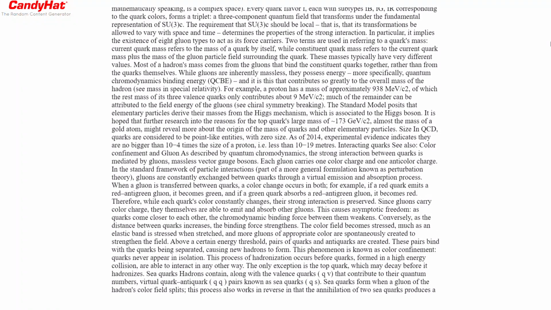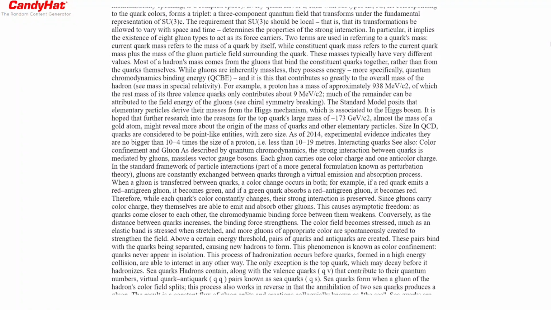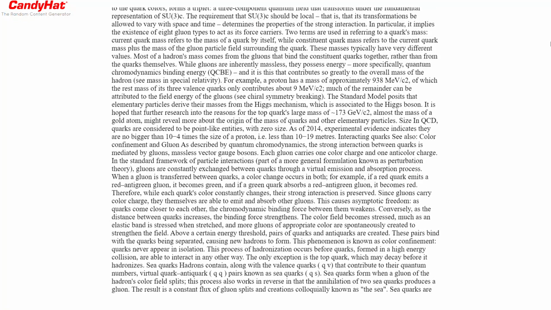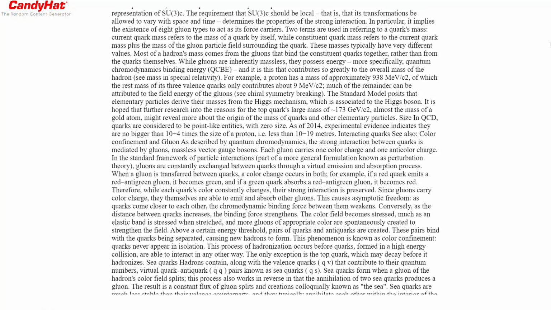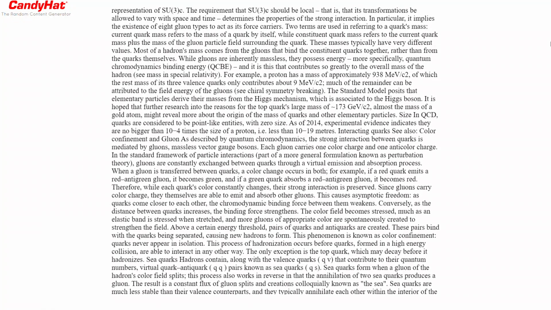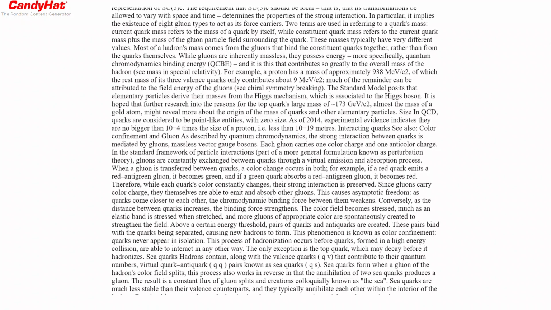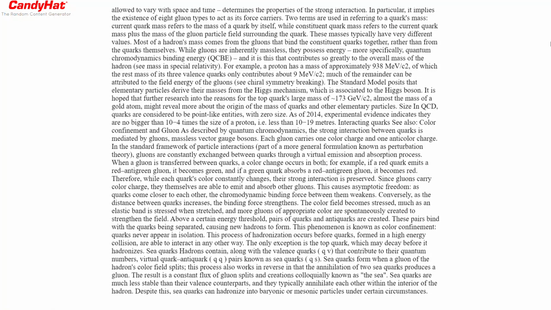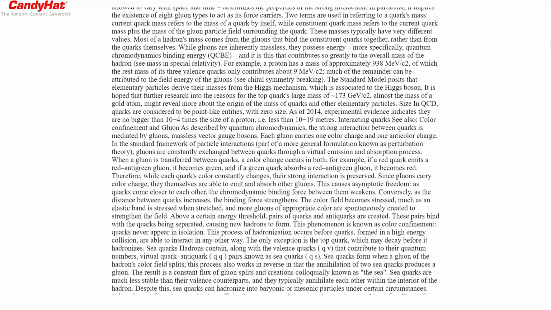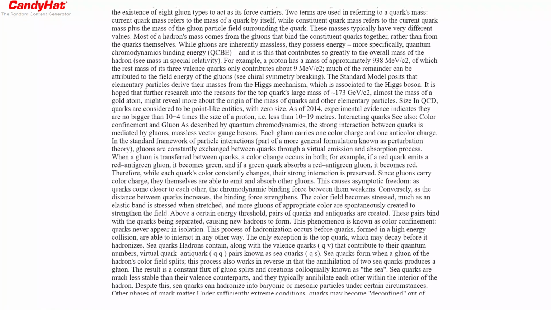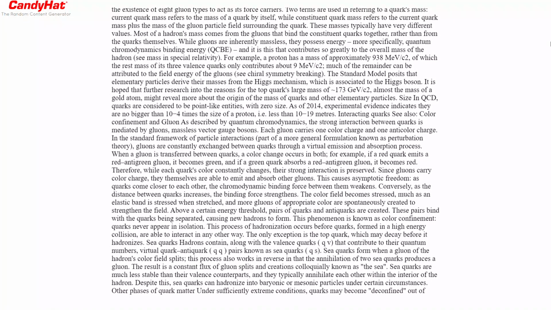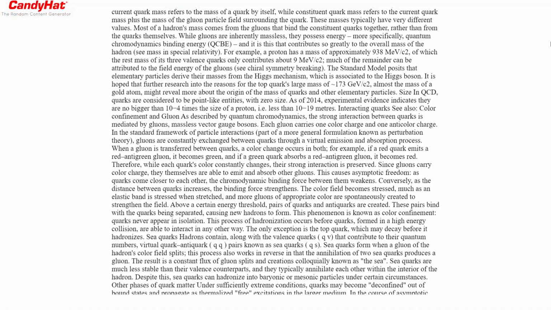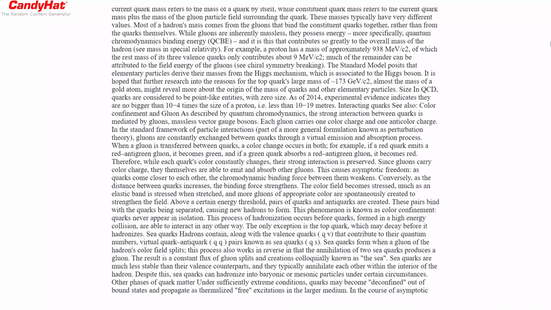Quarks never appear in isolation. This process of hadronization occurs before quarks, formed in a high-energy collision, are able to interact in any other way. The only exception is the top quark, which may decay before it hadronizes. See quarks. Hadrons contain, along with the valence quarks (qv) that contribute to their quantum numbers, virtual quark-antiquark (q q̄) pairs known as sea quarks (qs). Sea quarks form when a gluon of the hadron's color field splits. This process also works in reverse in that the annihilation of two sea quarks produces a gluon.